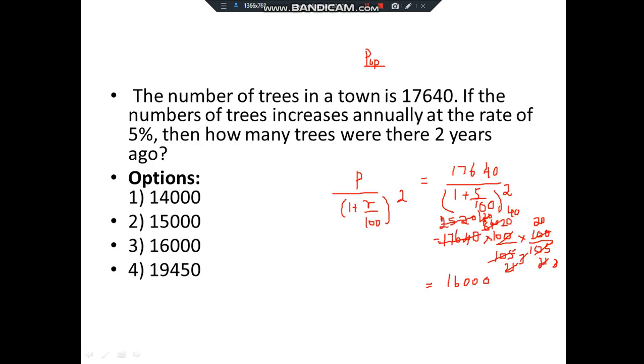Next question, the number of trees in a town is 17,640. If the number of trees increase annually at the rate of 5%, then how many trees were there 2 years ago? This is a population concept, okay? So, we'll use the formula method. Since they have asked about the past, we'll use the formula method, which is quite simple. P divided by (1 plus R by 100) the whole square, because they have told it as increase, okay? So on substituting you get it as 16,000, okay?